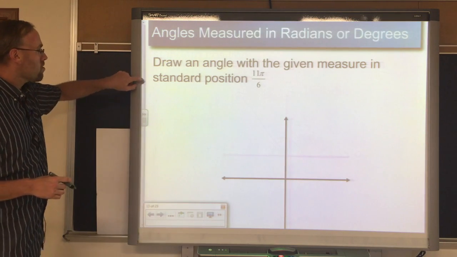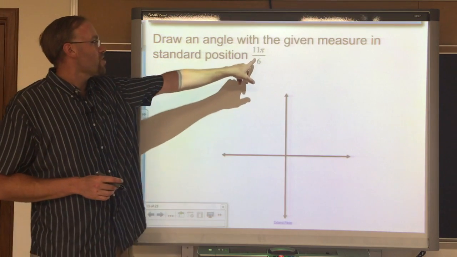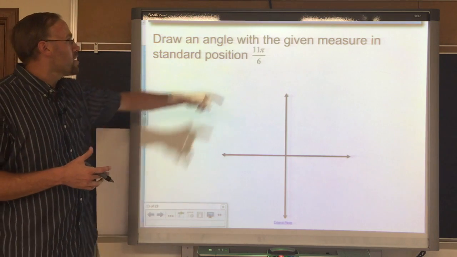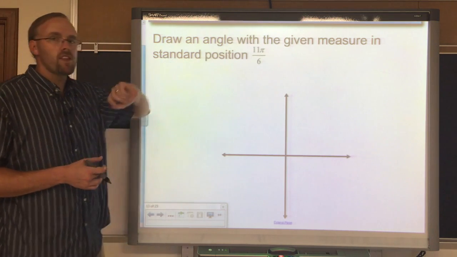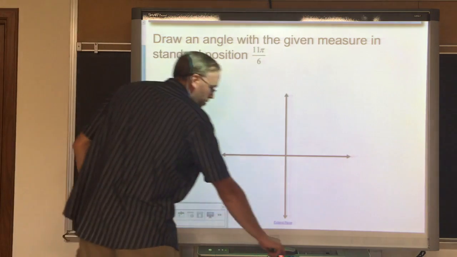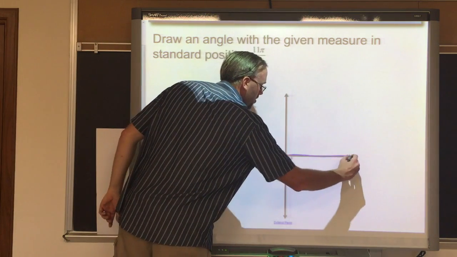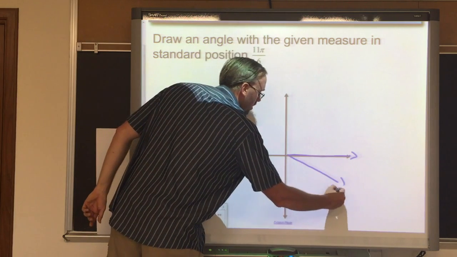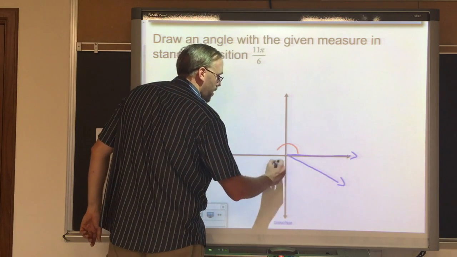11 pi over 6. Okay, well, if we look at our denominator, that's a 6. So that means this is a multiple of 30. Which multiple? Well, 30 times 11. So that's 330 degrees is where this is. So that's going to be over in this quadrant here. 11 pi over 6.